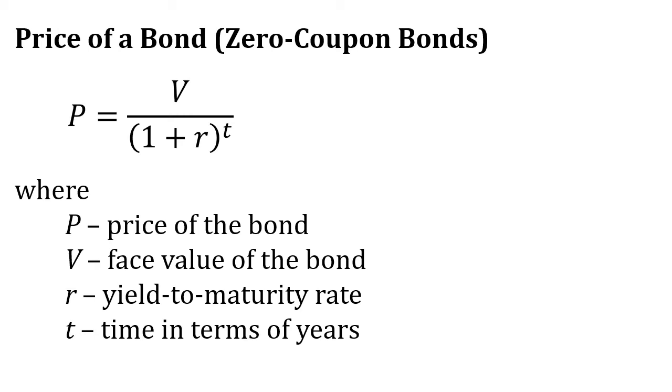So to solve for the price of a zero coupon bond, the formula is P equals V over 1 plus R to the T, where P is the price of the bond, V is the face value of the bond, R is the yield to maturity rate, and T is the time in terms of years.